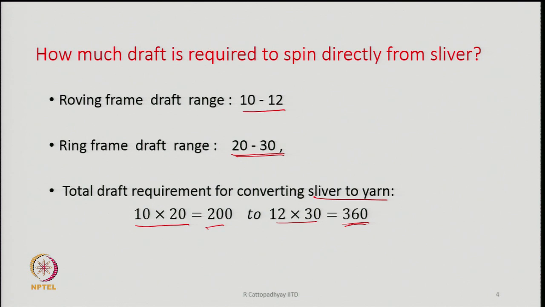So, it means that if I want to convert a sliver into a yarn, the drafting system should be capable of providing a draft in the range of 200 to 360. That is the kind of draft that we require, or at least 150 or more than 100. That sort of draft is what is required.